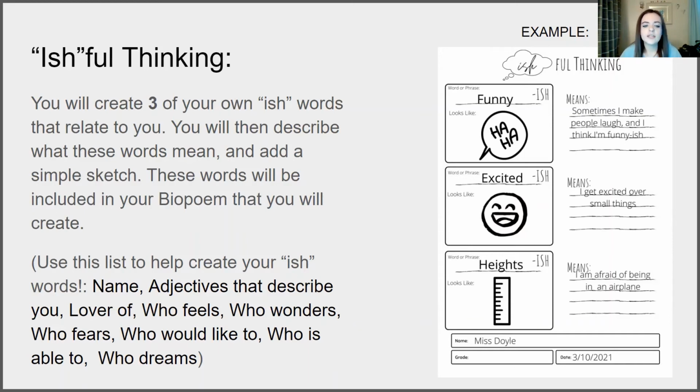So the first one I used for an adjective that describes me. So I think that I'm funny. So this would make the word funny-ish. And what does it mean? It means that sometimes I make people laugh and I think that I'm funny-ish. I also made a little doodle that says haha, because that goes with the theme. The next one is excited, and this means I get excited over small things. Heights, so I'm afraid of being in an airplane, so I'm afraid of heights. So those will connect with what will be in my poem.